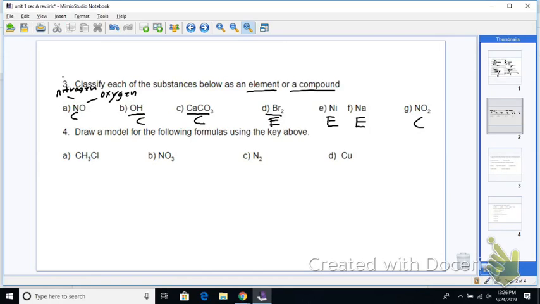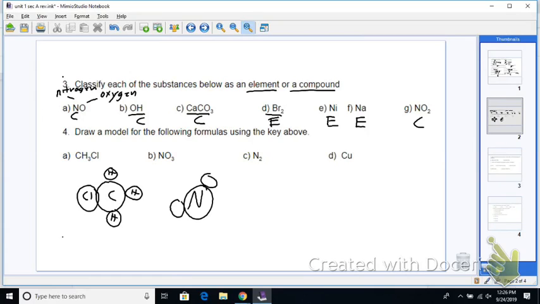If you would draw these out, I think I did this one for you. You'd have carbon, and then you'd have hydrogen. Try to separate these on the outside out a little bit further from one another. So that would be a compound of CH3Cl. This would be what we would have if we try to do nitrogen. It would look like that.